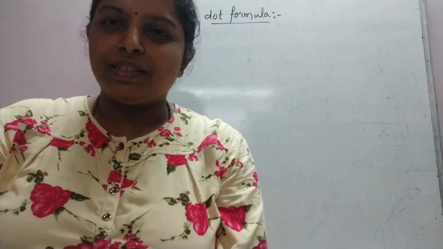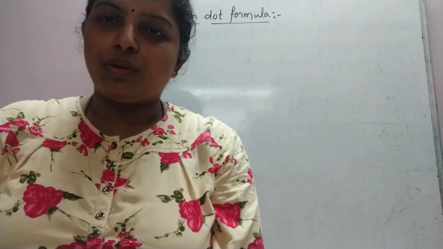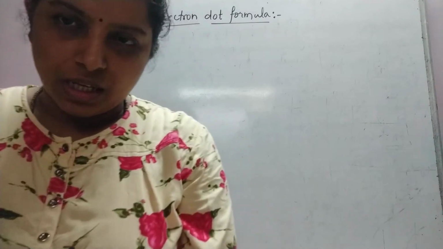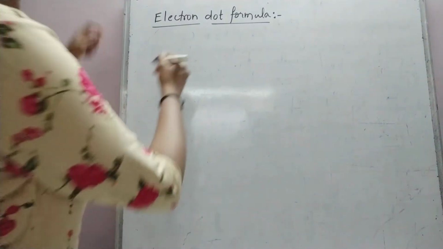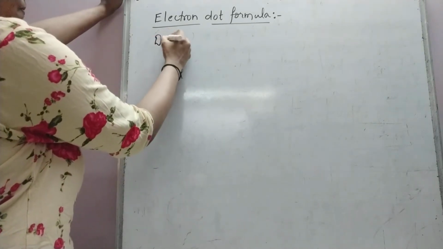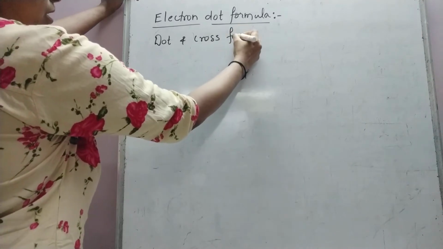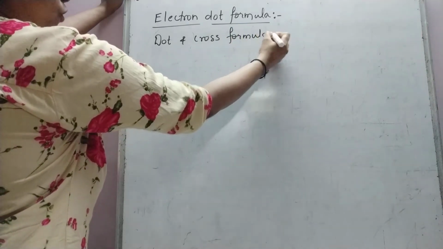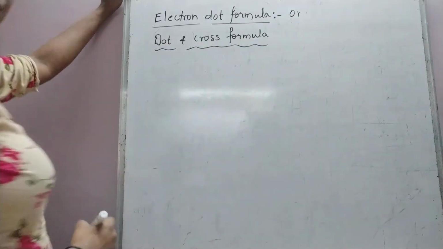Hello students, today we will learn how to draw electron dot formula of some hydrocarbons. Now to begin with, this electron dot formula is also called as dot and cross formula.